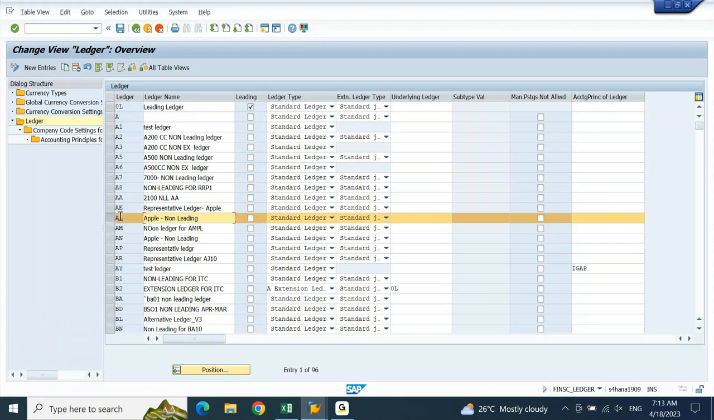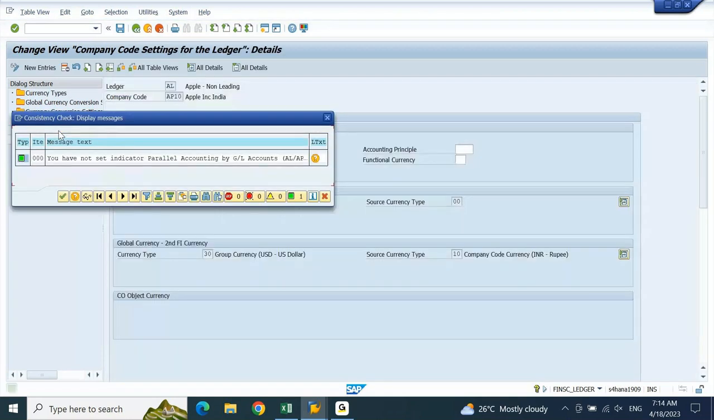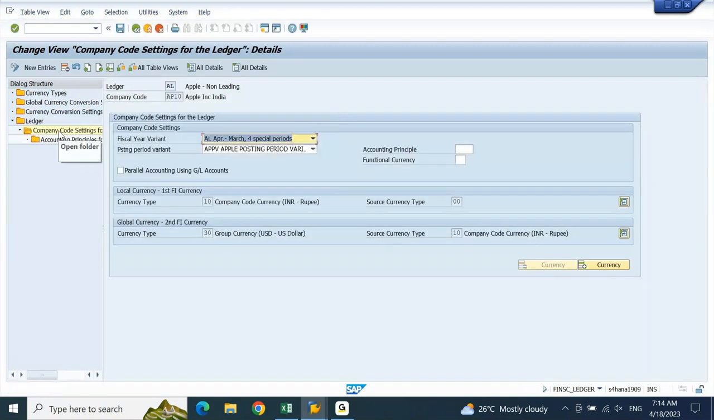If I go to company code settings here, inside the company code you will have to assign the accounting principle. For this company code India, I will be giving the Indian accounting principle. If I assign another company code, let's say US, I will be assigning the US accounting principle here. If I assign the Dubai company code, I will be assigning the Dubai accounting principle. In short, for a non-leading ledger, you assign the accounting principle at company code level.